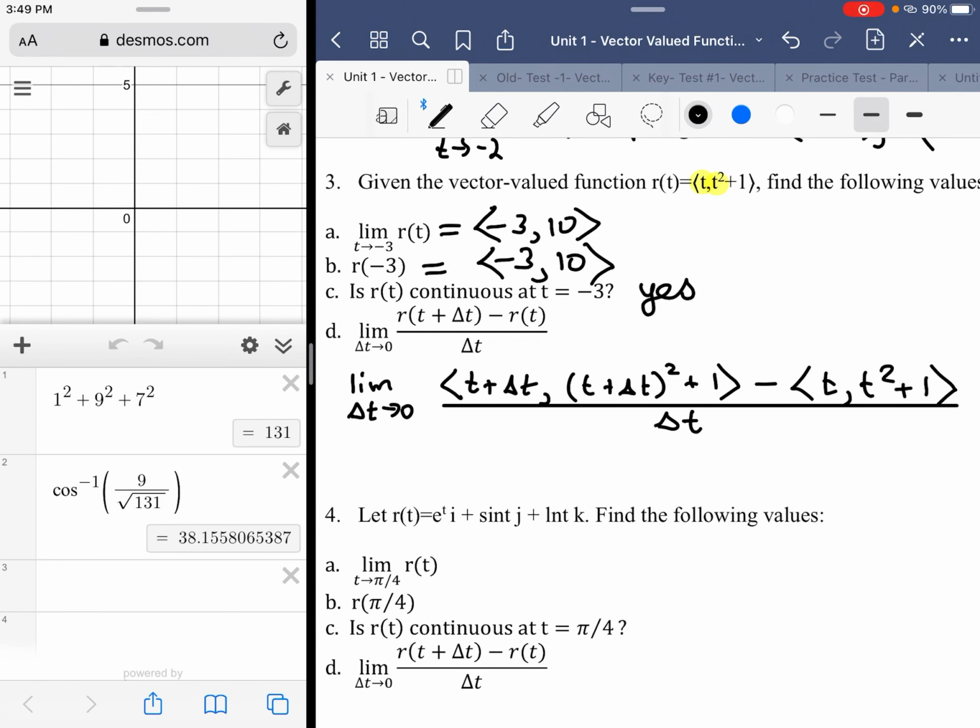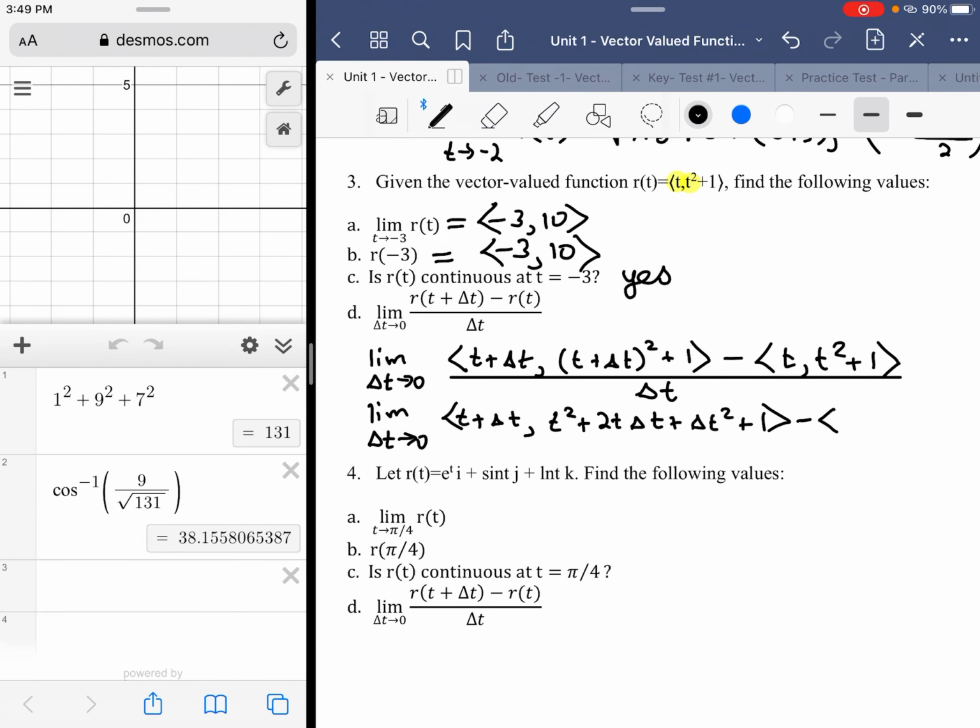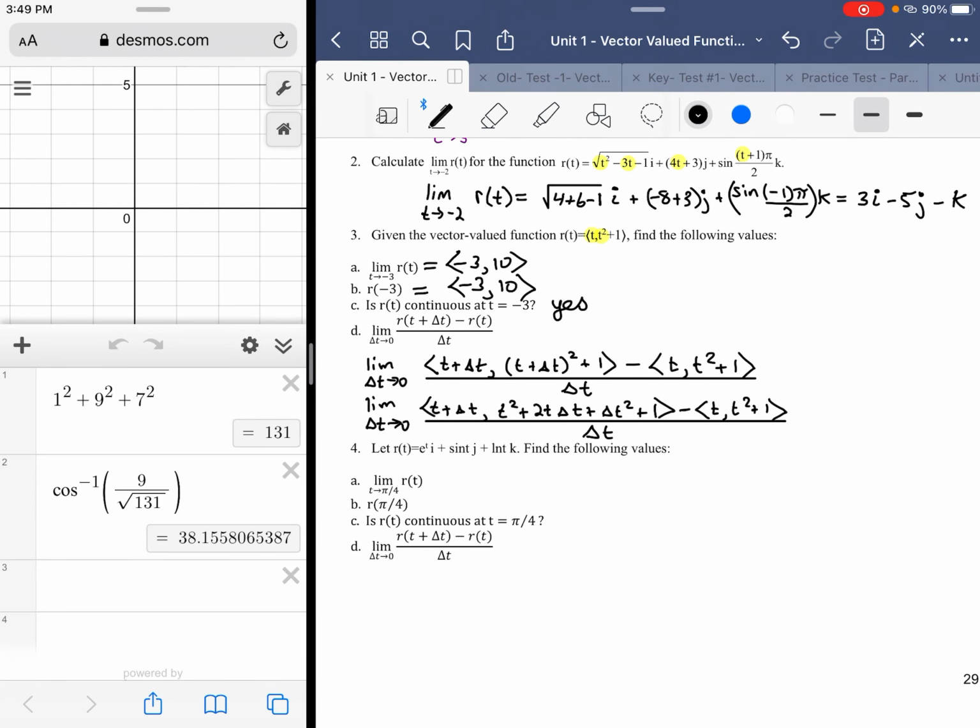All right, a little distributive property here. So, the limit as delta t approaches 0 of ⟨t plus delta t, t squared plus 2t delta t plus delta t squared plus the one that's already there⟩, and subtracting from that ⟨t, t squared plus 1⟩, all over delta t.